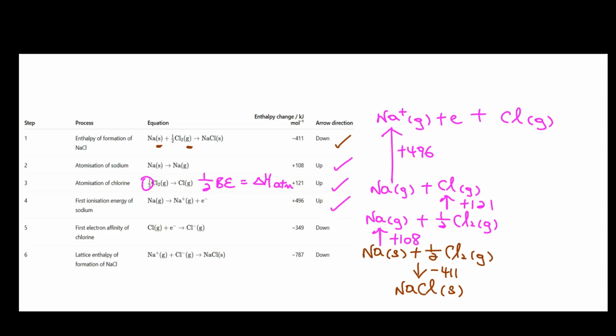The electron lost by sodium is gained by chlorine. When a chlorine atom gains an electron, energy is released because the electron is attracted to the chlorine nucleus. So the first electron affinity is exothermic and the arrow points downward.